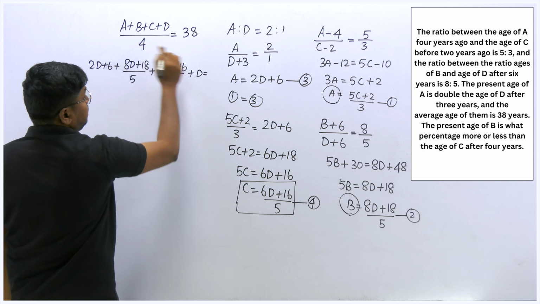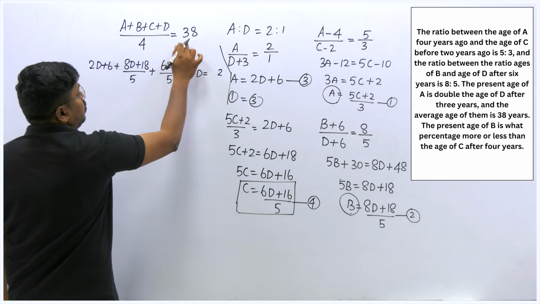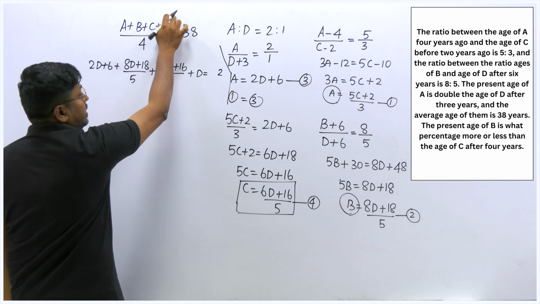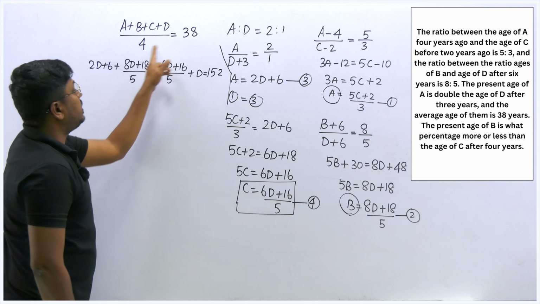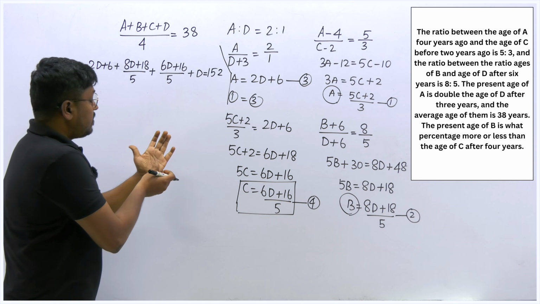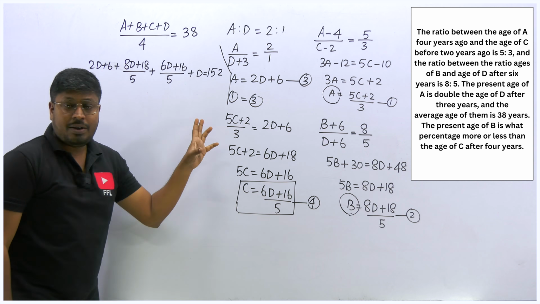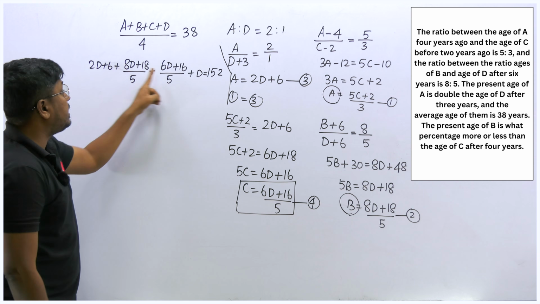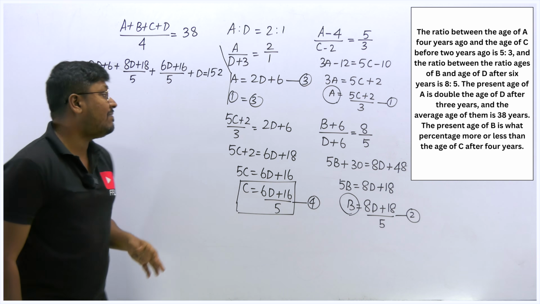8 4s are 32, remaining 3, 12, 15, 152, right? So friends, understood or not what I did? Here you can see all the values I have written are in terms of D. So when you equate it, we can easily find the D value here.